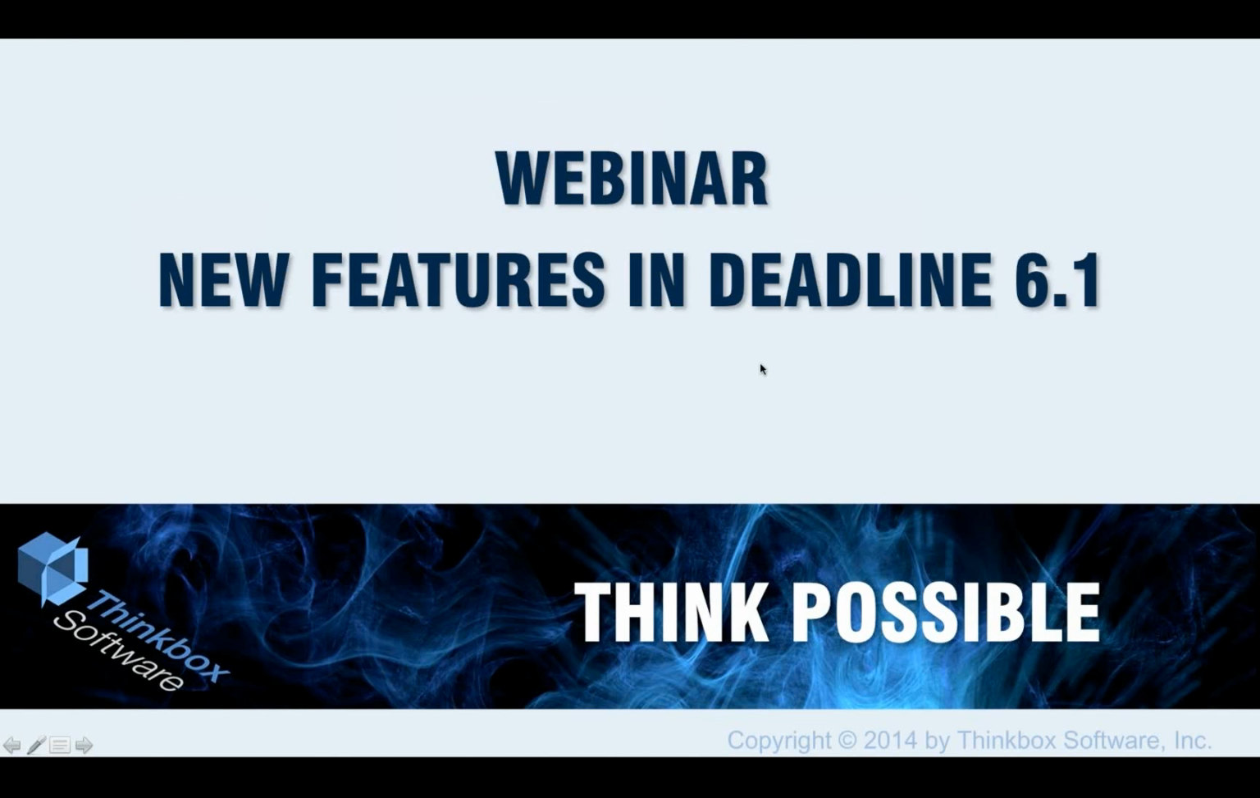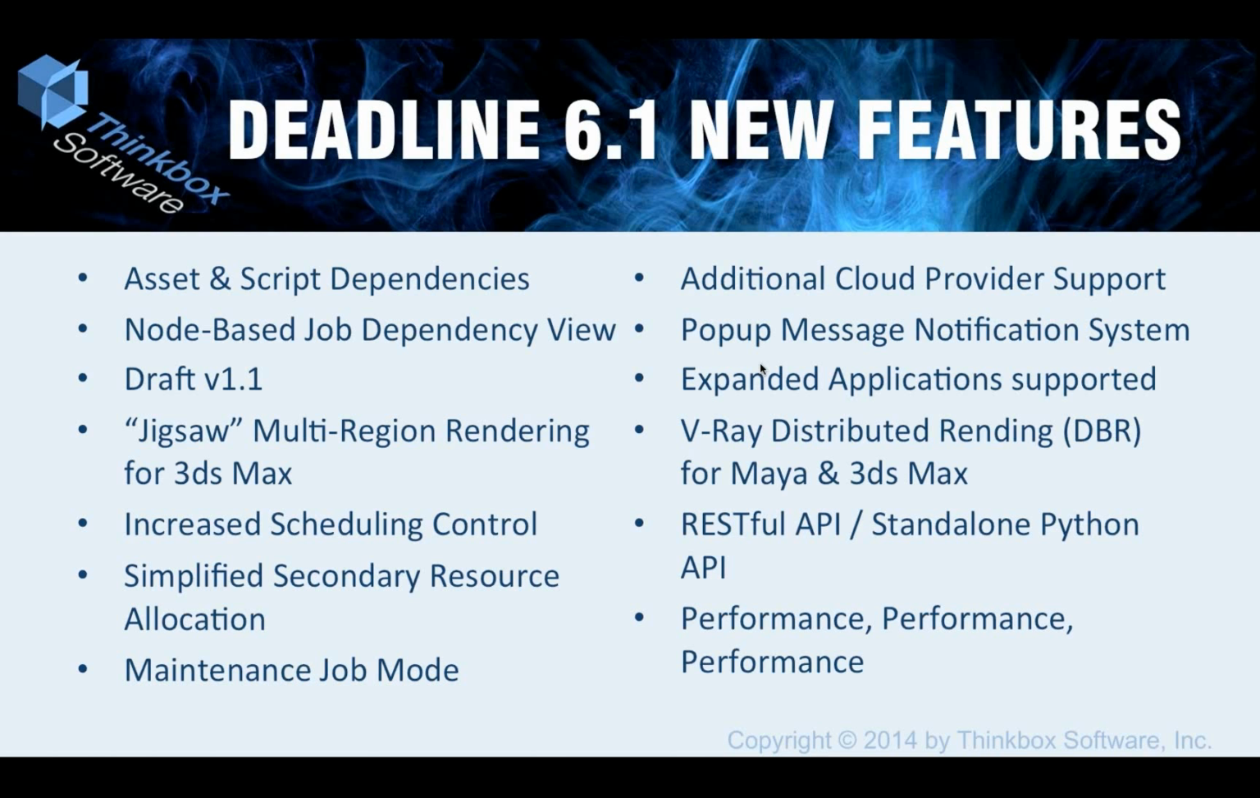So Deadline 6.1. It's the biggest minor upgrade release we've ever done. 750 odd features and bug fixes, the majority actually features, not bug fixes. I haven't got time this afternoon to show you anywhere near as many as I would love to, so I'm just going to show you the crop of the best, really.